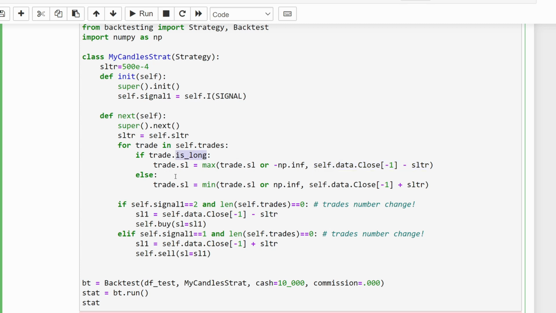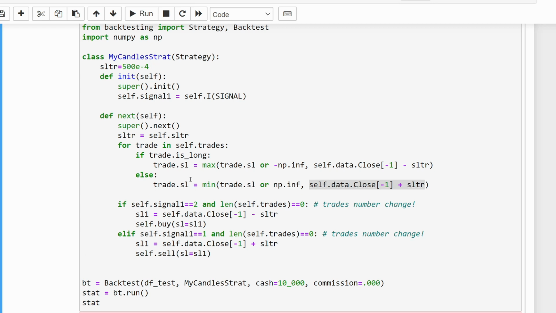However, for the other positions, meaning the short trade positions, we are going to do the opposite. We are going to take the minimum between the old stop loss and the new stop loss value that we are defining here. If you find this kind of awkward, you can find more information on their website, backtesting.py. They are on GitHub, and you have a few examples that would help you understand further.